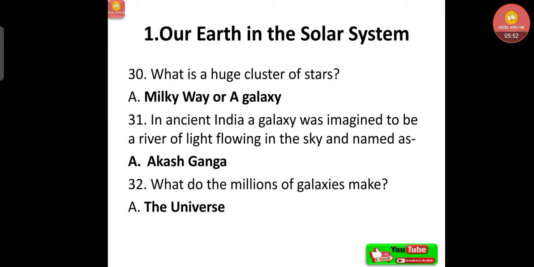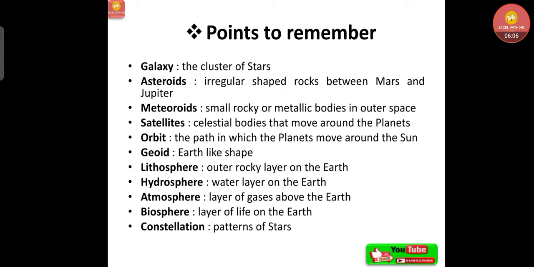In ancient India, a galaxy was imagined to be a river of light flowing in the sky and named as Akash Ganga. What do the millions of galaxies make? They make the universe. Now let's quickly revise the points which are to be remembered. Galaxy, the cluster of stars.